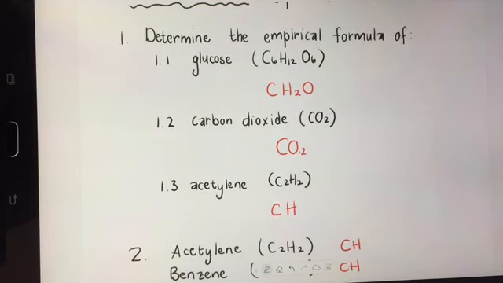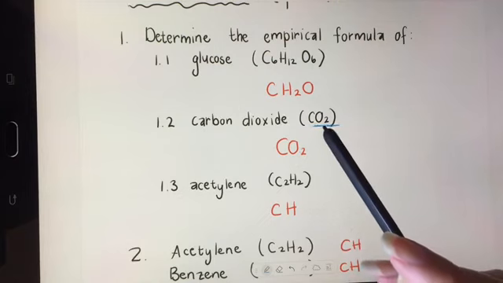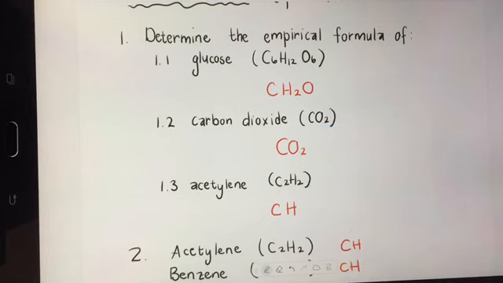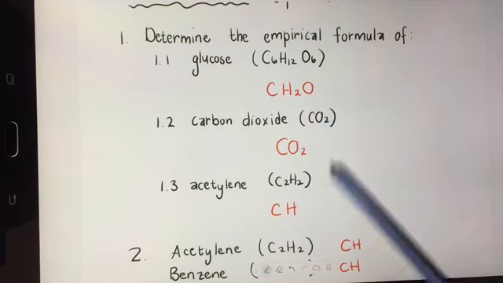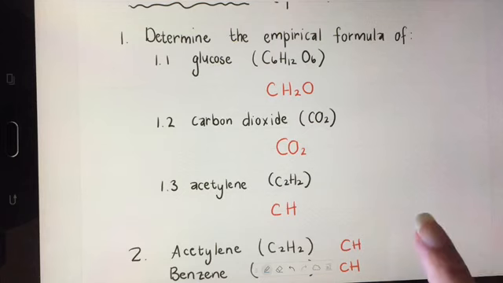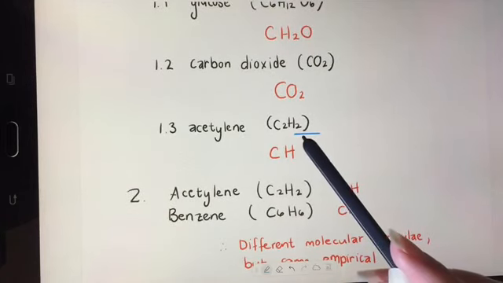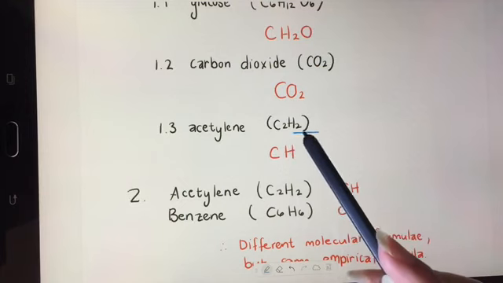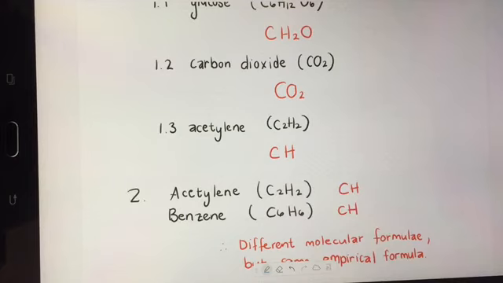1.2, we have to do the same for carbon dioxide. So carbon to oxygen ratio is 1 to 2. I can't simplify that. So carbon dioxide's empirical formula is the same as its molecular formula. So it's possible that that can happen. And then 1.3, C2H2. To simplify that, I can divide by 2, which gives me CH. So that would be the empirical formula.